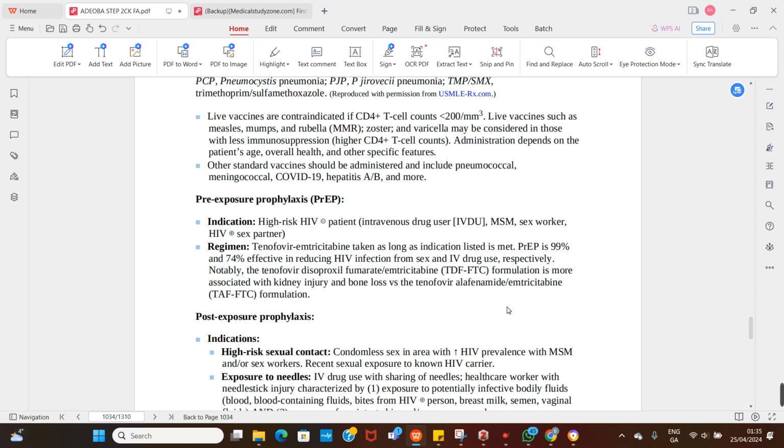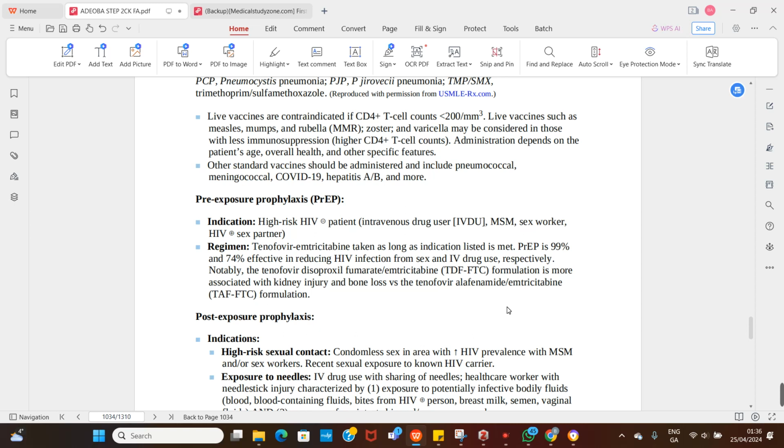You are not adding integrase. Please don't go and pick triple regimen for PrEP. So you are just using your tenofovir and emtricitabine. You take it along as long as the indication is present. But if it's just a one-time stuff, you just use it for 28 days and you stop, right?